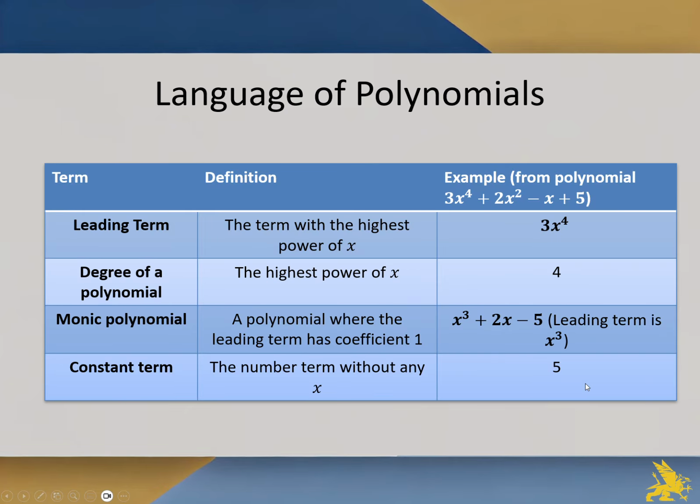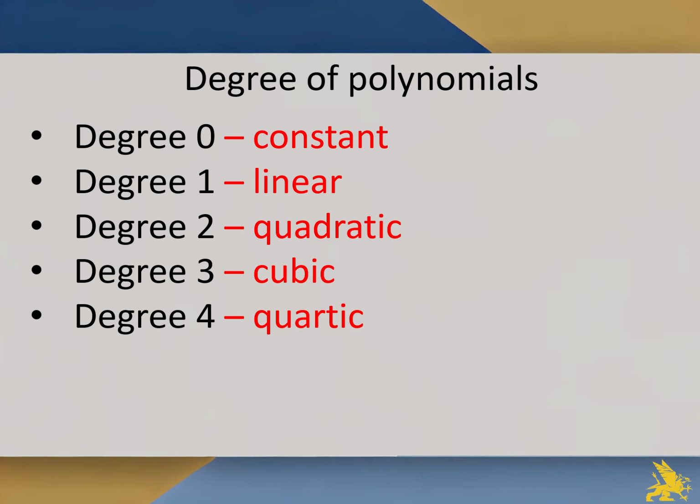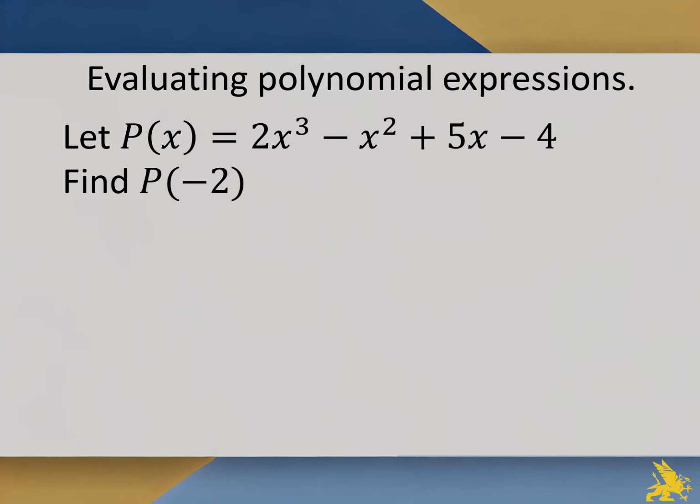So when we're talking about a degree of a polynomial, we know when we're talking about a constant, it's just going to be 0. When we're talking about linear, it's a degree of 1. A quadratic is a degree of 2. A cubic is degree of 3, and a quartic is a degree of 4. So the first thing I'm going to be learning is evaluating polynomial expressions.